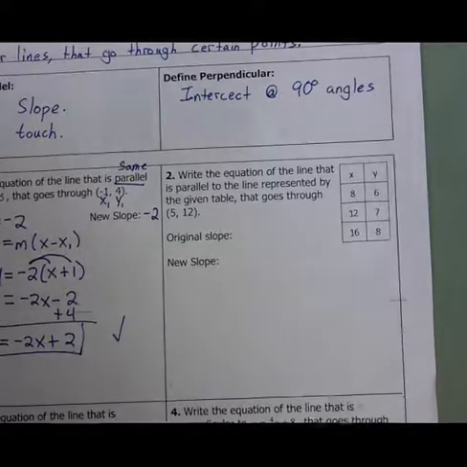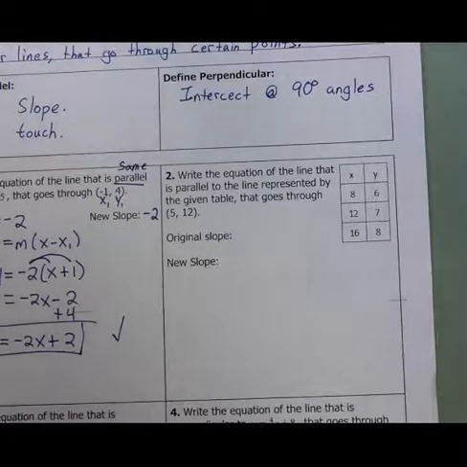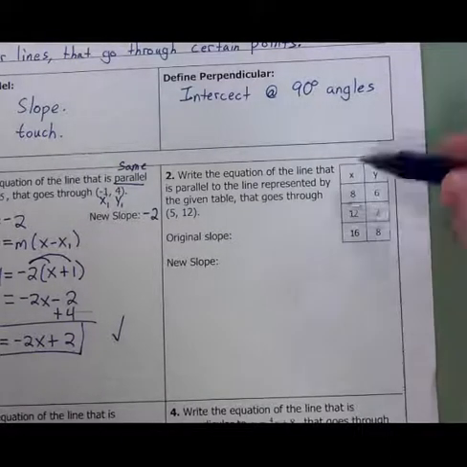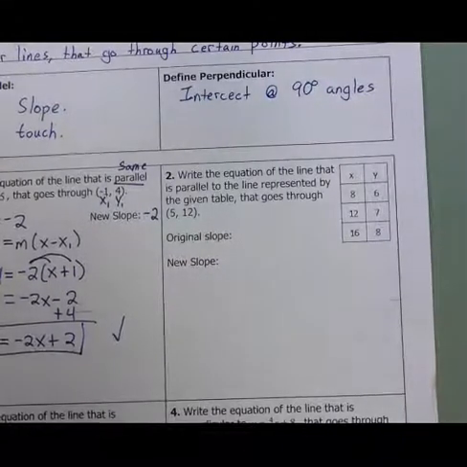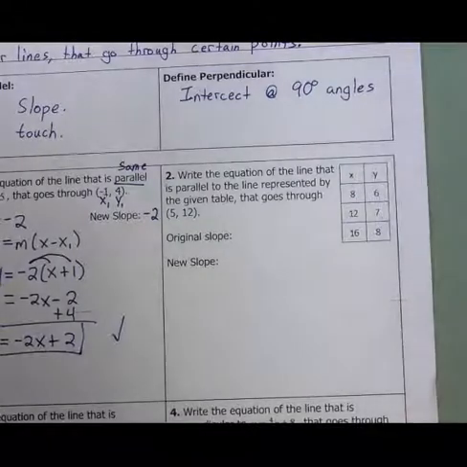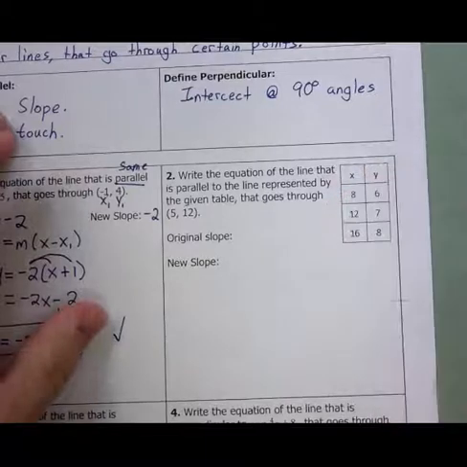Okay, so the next one is a tad bit different. Instead of giving us an equation to work with, they give us a set of data to the right here. So write the equation of a line that is parallel to the line represented by the given table that goes through the point 5, 12. Alright, so the first thing we have to do is establish the slope of our table.